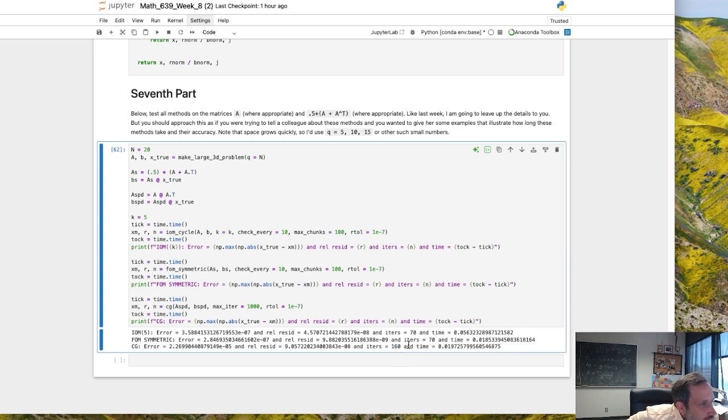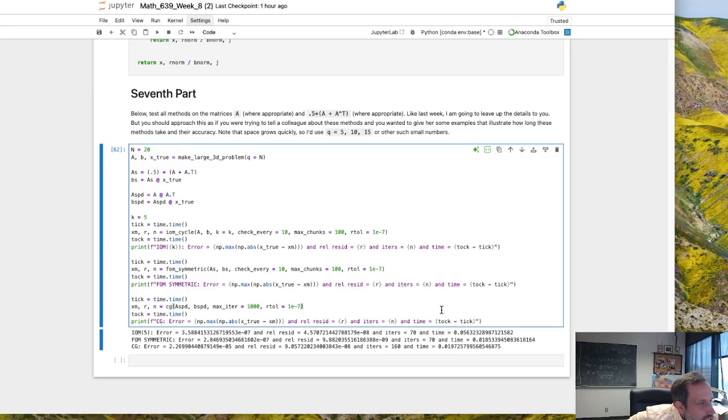I think it's interesting that the FOM symmetric only took 70 iterations. I mean, it's different. It's being run on different matrices.